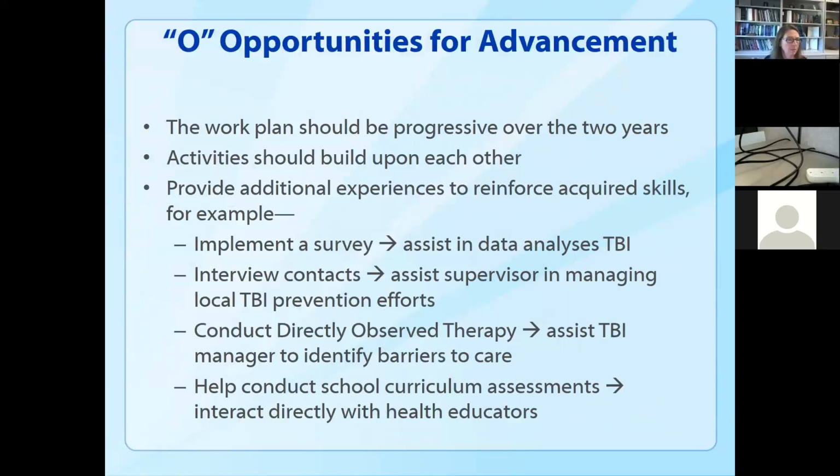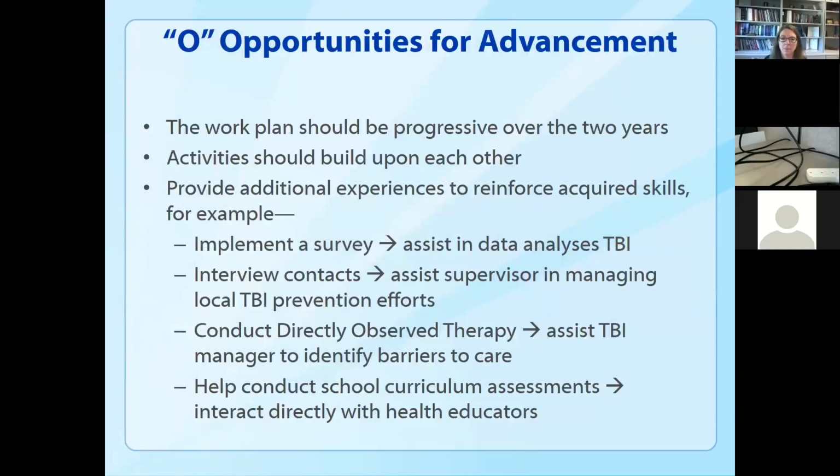And the work plan should be progressive, meaning that there should be activities that build upon each other. So what I did here is give you an example of a typical work plan using something from our own FOAs. They may implement a survey around traumatic brain injury, and they would assist in the data analysis. Then they may interview contacts in the next part or next quarter or phase of their education, and that would be assist the supervisor in managing the local TBI prevention efforts.